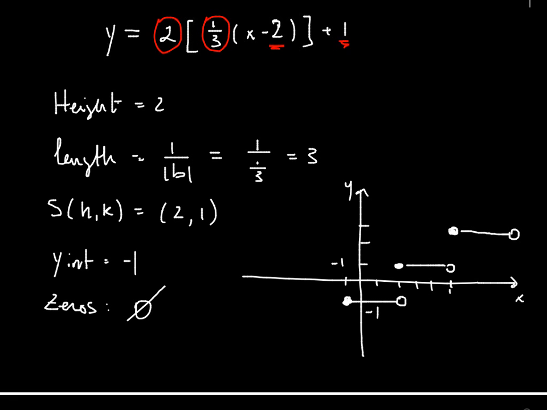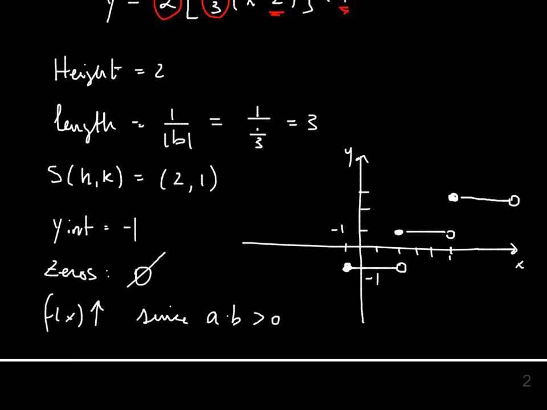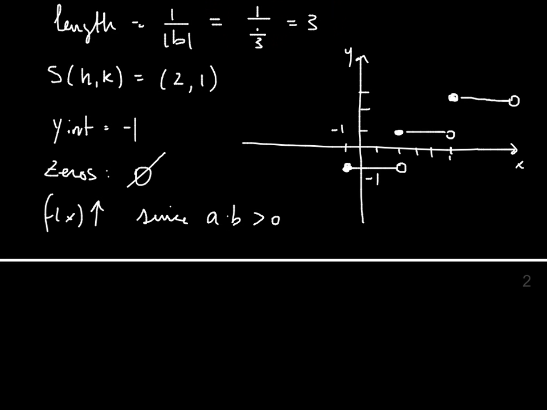This function is increasing, so my function f(x) is increasing, since a times b is positive. So 2 times 1/3 is a positive number, so my function will be increasing. When is this function f(x) greater than or equal to 0? f(x) is greater than 0. I won't make it equal to 0 because there aren't any zeros.